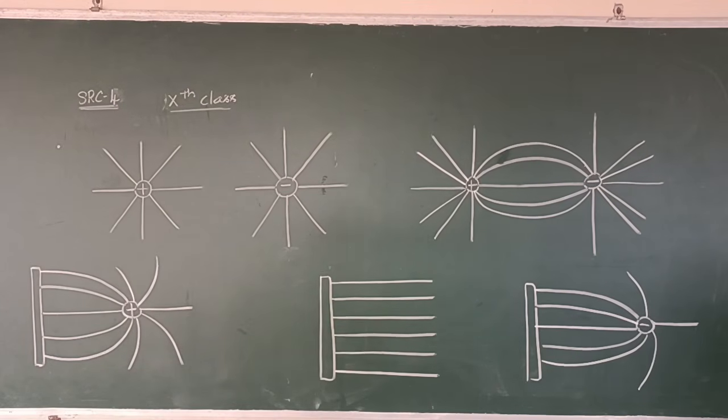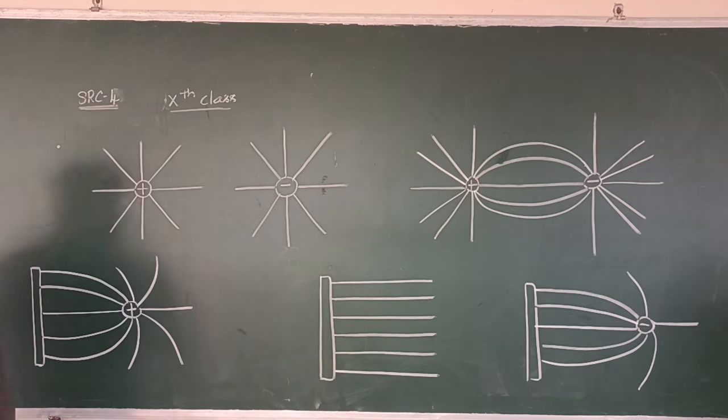So, till date we came to know about Coulomb's inverse square law, limitations of Coulomb's inverse square law, and charge densities. Now, in today's class, we are going to get an idea about electric field lines. Electric field lines.